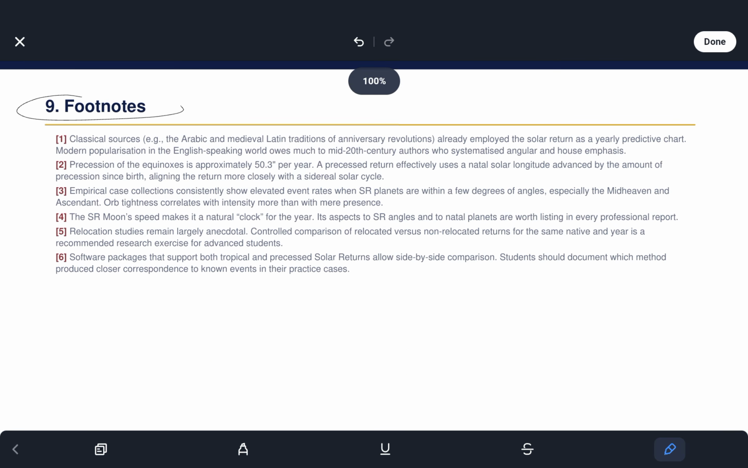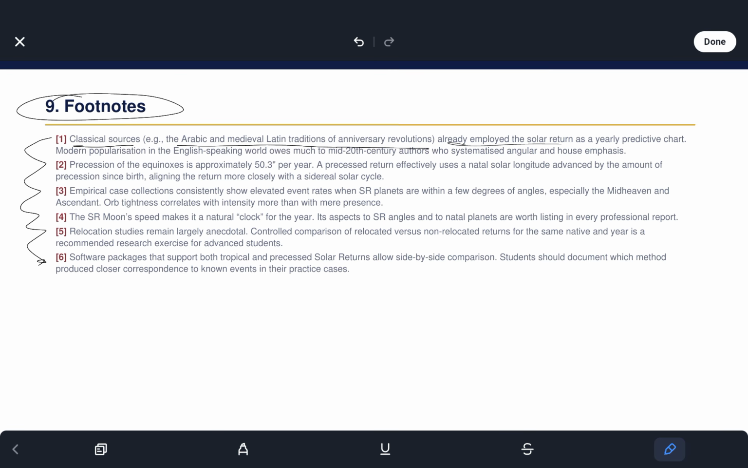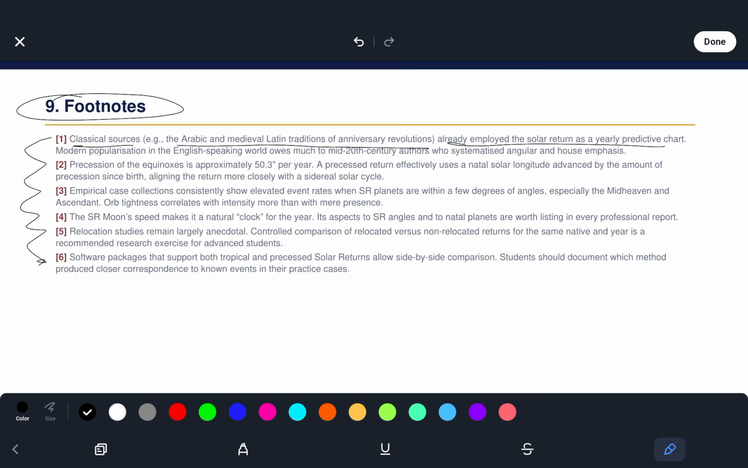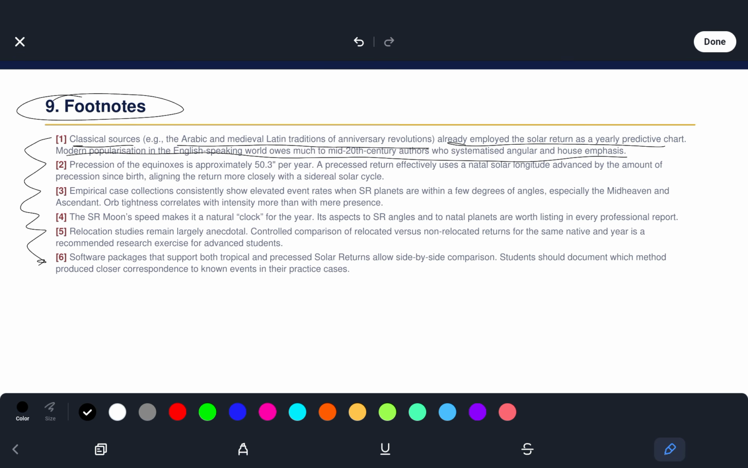And the footnotes, there's 6 of them. So first, classical sources. Arabic and medieval Latin traditions of anniversary revolutions already employed the SR as a yearly predictive chart. Modern popularization in the English-speaking world owes much to mid-20th century authors who systematized angular and house emphasis.